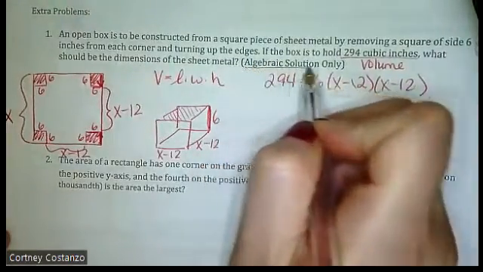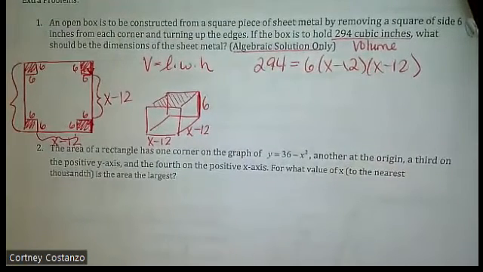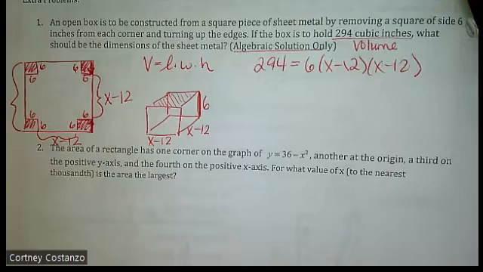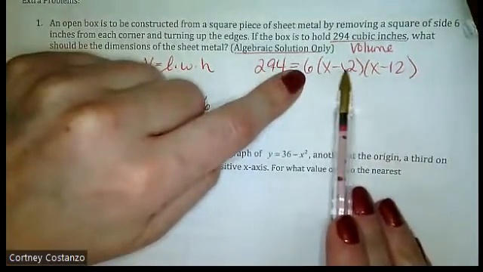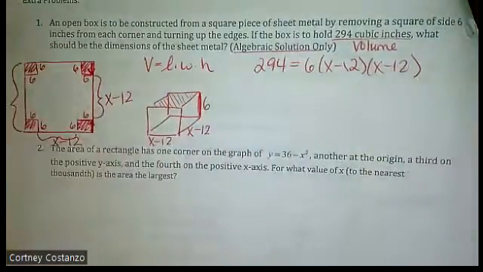Algebraic solution only means I'm not going to really use my calculator much. I need to solve this by hand. There's a couple different ways you can solve this one. There is an easy way and a difficult way. I'm going to show you the easiest way. The hardest way is if you took the time to FOIL it out, distribute the 6, get it equal to 0, use the quadratic formula. That's actually the hard way.